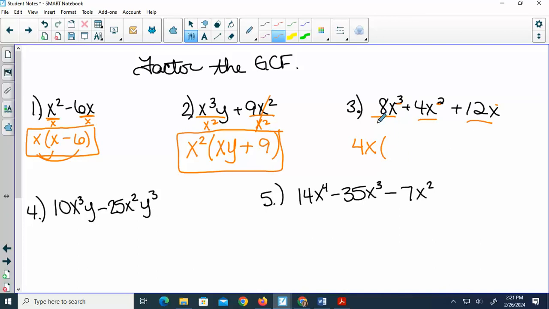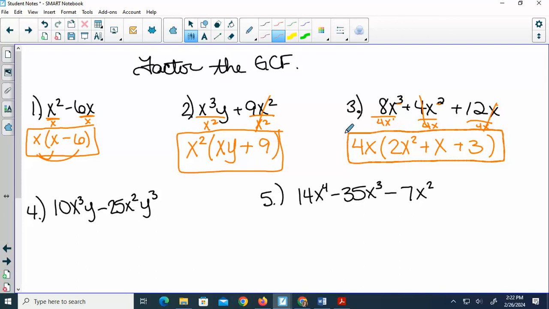When you factor it out, it's like dividing. So 8 divided by 4 is 2. X to the third divided by x, so 3 minus 1 is x squared. This one, if I take out my 4x, 4 divided by 4, that cancels. X squared divided by x is just x. This one, 12 divided by 4 is 3, and those x's cancel. Okay so far?